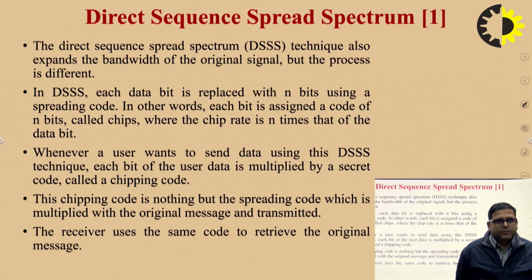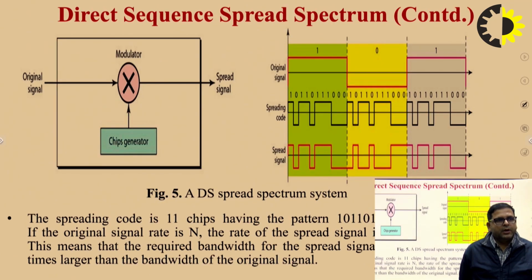This chip rate is n times that of the bit rate. Whenever a user wants to send data using this direct sequence spread spectrum technique, each bit of the user data is multiplied by a secret code called a chipping code. This chipping code is nothing but the spreading code, which is multiplied with the original message and transmitted. The receiver uses the same code to retrieve the original message.